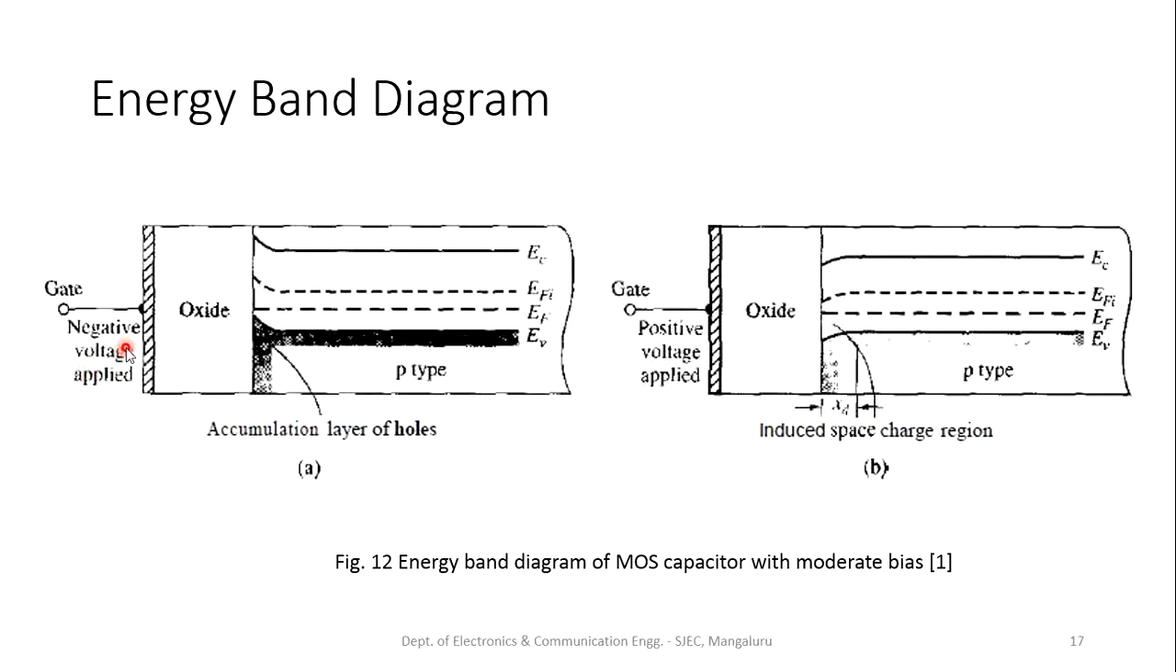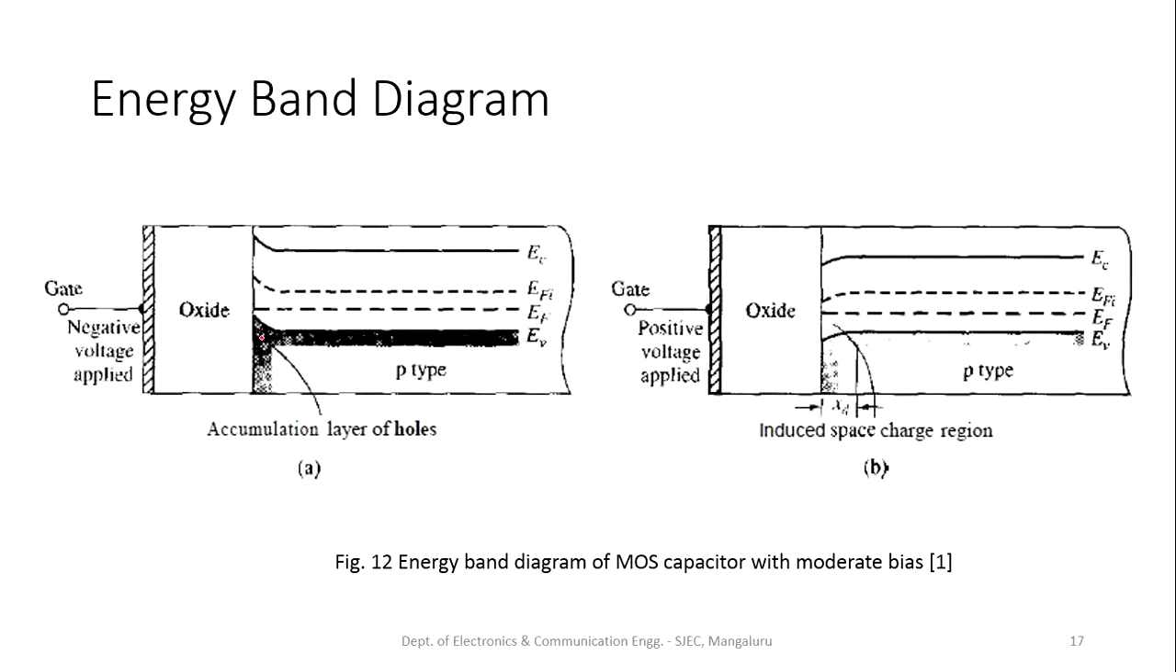So, when a negative voltage is applied to the gate terminal, the electric field is directed towards the gate terminal. The valence band bends towards the Fermi level. Here, the Fermi level is constant in the semiconductor material since the MOS system is in thermal equilibrium and there is no current into this oxide layer. So, here the charge accumulation takes place.